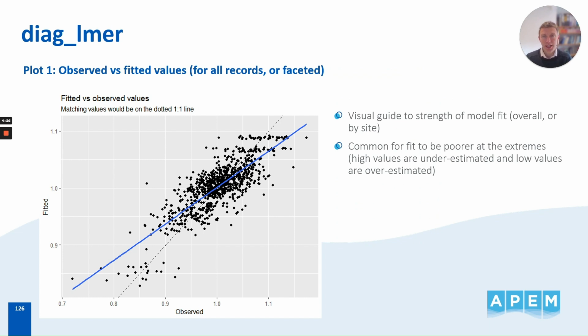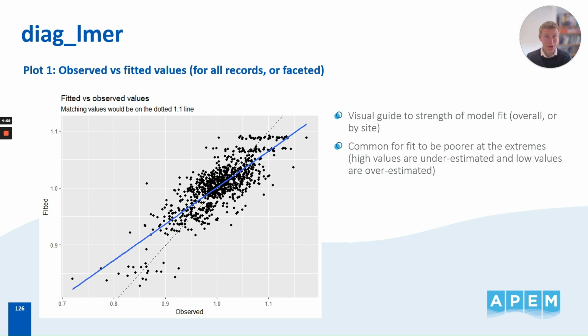The first plot is a scatter plot of the observed versus the fitted values. So the actual measured values in our data set are shown on the horizontal axis at the bottom, and the fitted values predicted by our model are shown on the vertical axis. The black dotted line is a one-to-one relationship, so a perfect model would be one in which the fitted values match perfectly to the observed values and all the black points fall on that diagonal line.